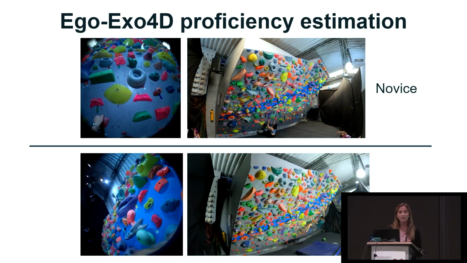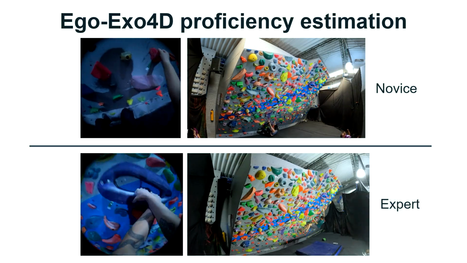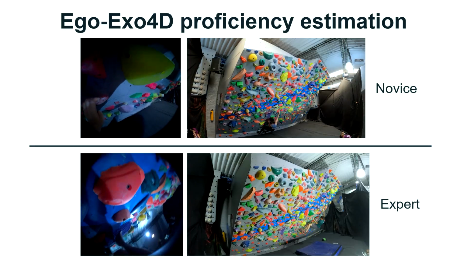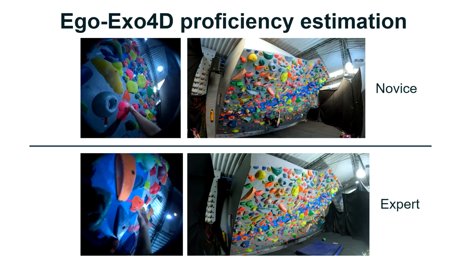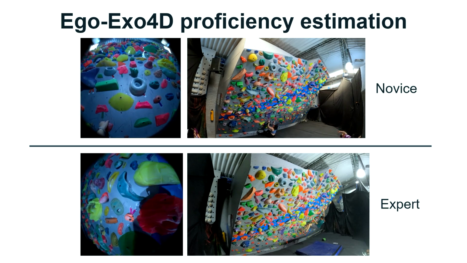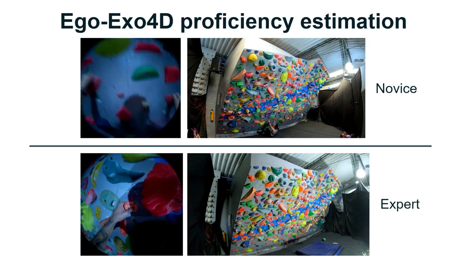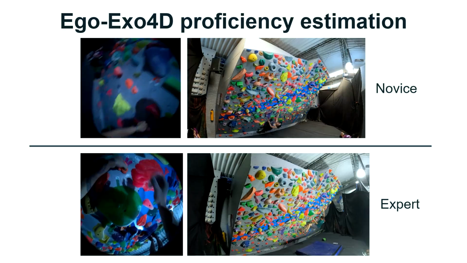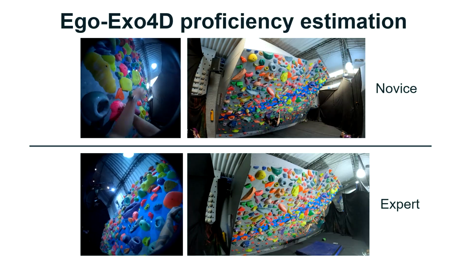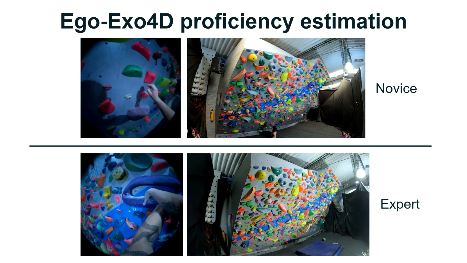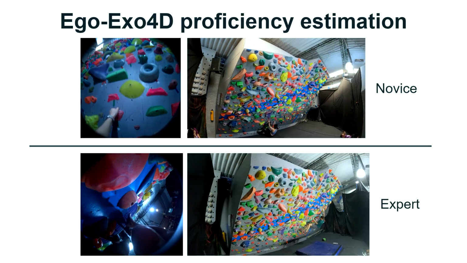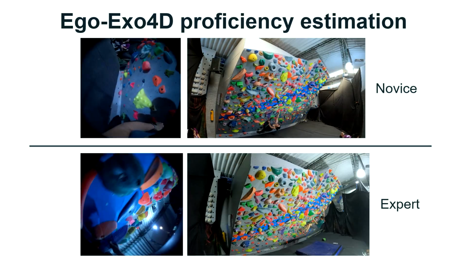Proficiency estimation, this is where it gets real interesting about the fact that these were skilled people doing skilled activities. Here's a video on the top from a novice climbing the wall. There's a video on the bottom for an expert. Again, ego, exo. And so we put forth a challenge called proficiency estimation, where the job of the model is to say, is it a novice or an expert? In fact, we break it down across 4 different levels of expertise. And so think about the subtlety then we're starting to demand from these models to get out what is the actual skill level based on the way they perform the activity.